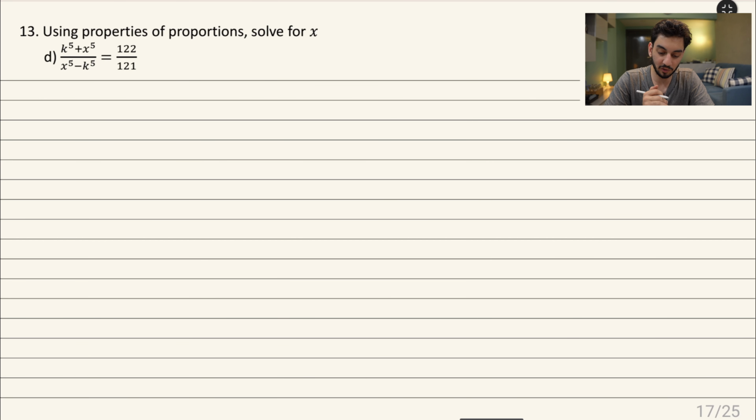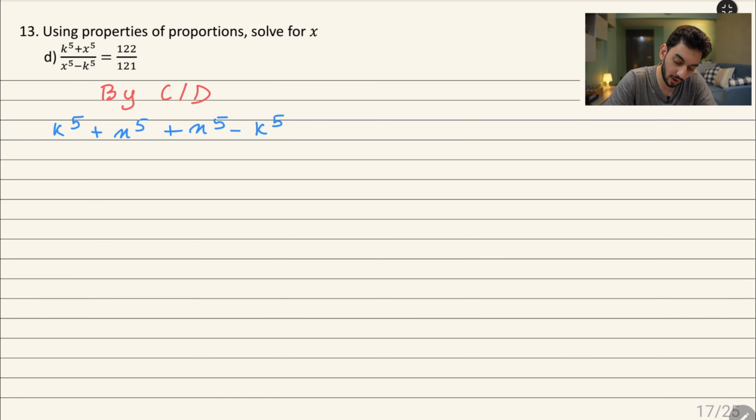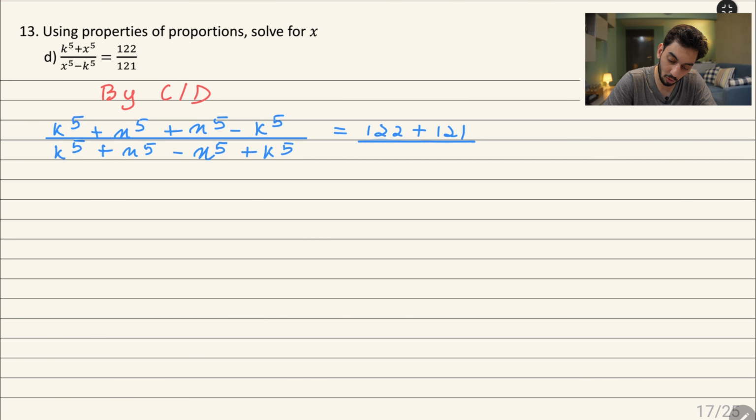Okay, next question. It says, using properties of proportion, I need to solve for x. Okay, same thing again by componendo dividendo. This thing is k raised to 5 plus x raised to 5 plus k raised to 5 minus x raised to 5, and in the denominator it would be k raised to 5 plus x raised to 5 minus k raised to 5 plus x raised to 5, is equal to 122 plus 121, and in the denominator it would be 122 minus 121.